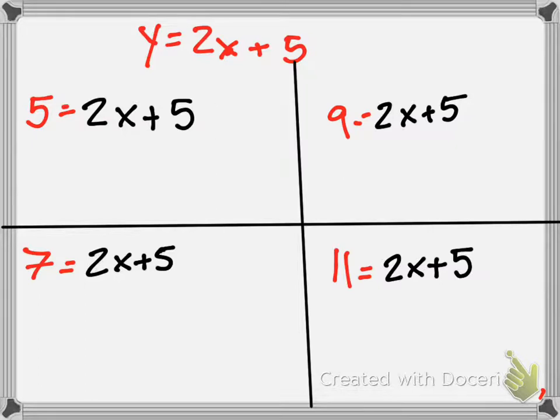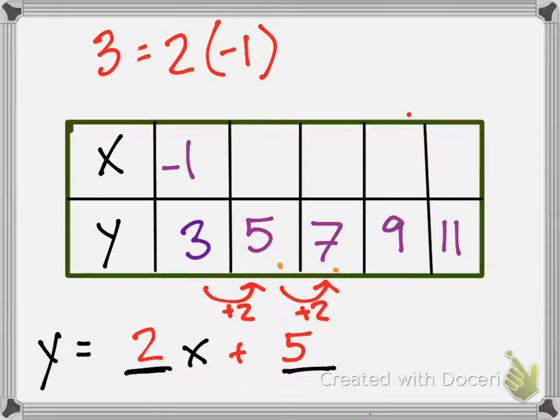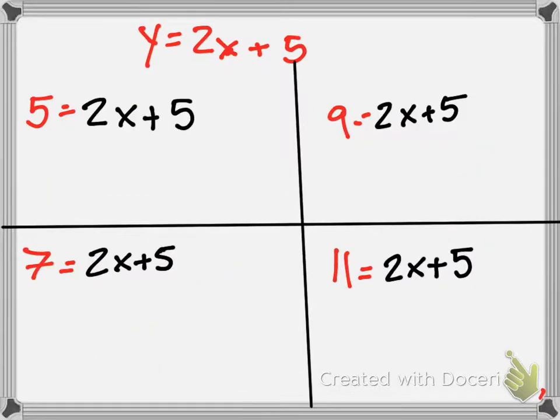We are doing reverse PEMDAS, and for what purpose? To find the expression. Very close, but not find the expression. We already know the y value. We know our y is 5, 7, 9, 11. We're trying to find our x value. So we are isolating that x.